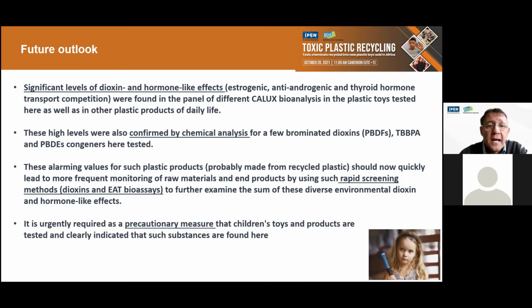We also confirmed these high levels found in the bioassay first with the chemical analysis for the brominated dioxins, tetrabromobisphenol A, and PBDs. And these alarming values for such plastic products are also coming because the capacities and the possibilities by the chemical analysis are not so high for those polybrominated dioxins. Therefore, we need rapid screening methods such as bioassays to further examine the sum of these diverse environmental dioxin and hormonal effects urgently. It is also urgently required as a precautionary measure that children's toys and products are tested and clearly indicated that such substances are found here.